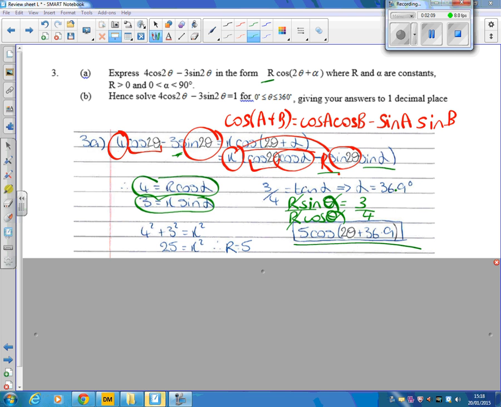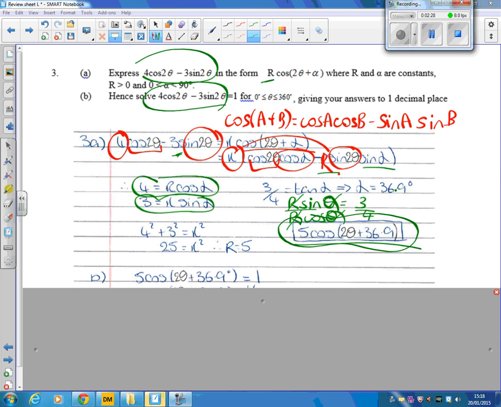Okay, part B, when we want to solve the equation, you may very conveniently notice that this stuff is the same as this stuff. So instead of 4 cos 2 theta minus 3 sine 2 theta, I could instead substitute in the answer for part A. So we would have 5 cos(2 theta plus 36.9) equals 1.